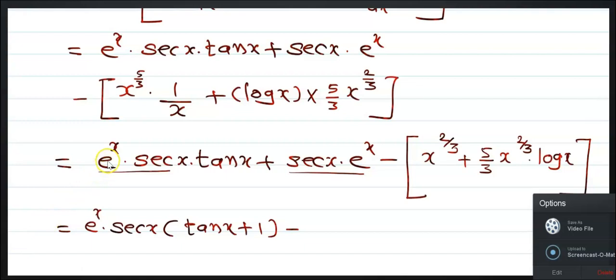See this here? That is e raised to x into sec x tan x plus sec x into e raised to x, हा एवढा पार्ट झाला, मायनस या स्क्वेअर ब्रॅकेट मध्ये x raised to 5 by 3 into 1 upon x म्हणजे 1, या 5 by 3 मधनं मायनस करणार याची पॉवर, that is 5 by 3 minus 1 means what? x raised to 2 by 3 हा इथे आलेला आहे. नंतर log of x as it is इथे आहे and 5 by 3 x raised to 2 by 3. Now see this again.